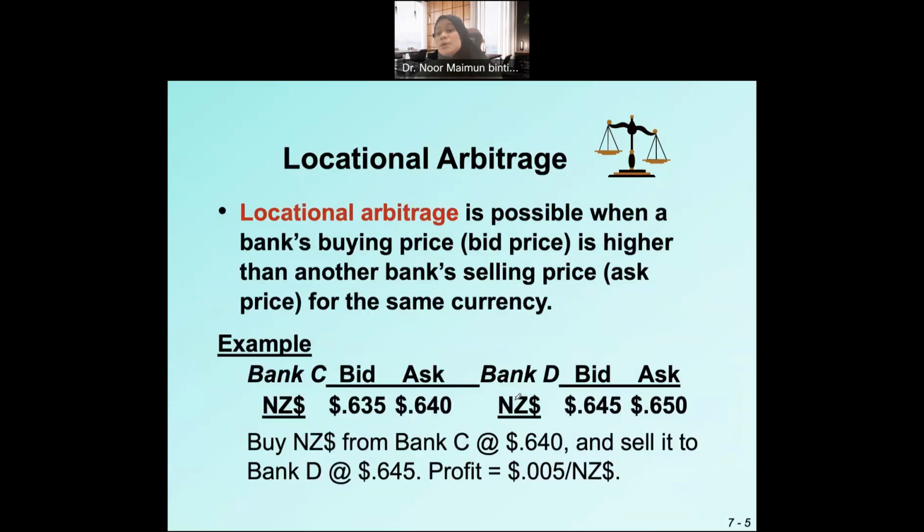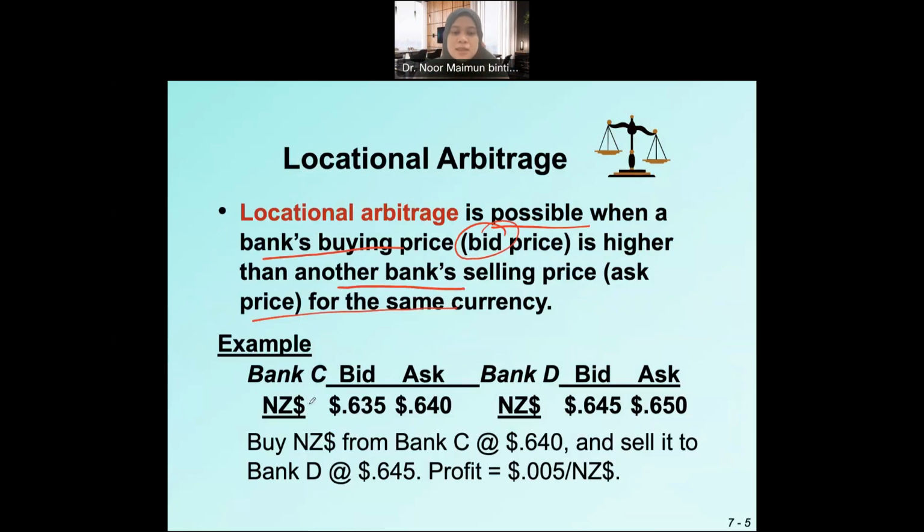Locational arbitrage. When will you do locational arbitrage? It is possible when a bank's buying price, which is the bid price, is higher than another bank's selling price, which is the ask price, for the same currency. Normally you assume you are a banker. How do you know it is locational arbitrage? When there are two banks and the foreign currency quoted by both banks is the same.